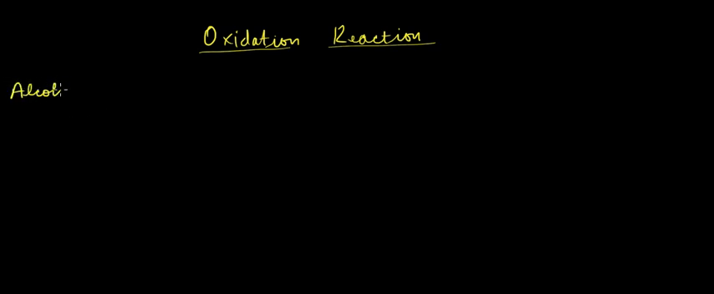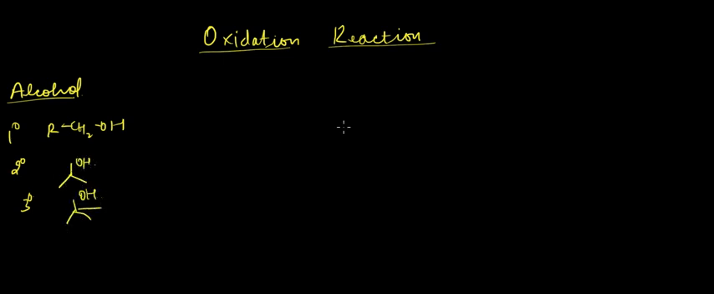Let me write down the topic first. In oxidation reactions, first we'll be seeing alcohols. Let's say we have 1 degree, 2 degree, and 3 degree alcohol, 1 degree being simple ROH, or let's have RCH2OH. 2 degree we have like this, and 3 degree we have something like this.